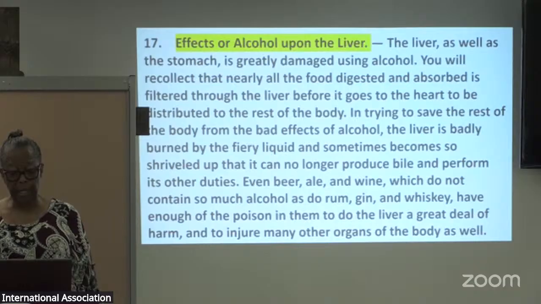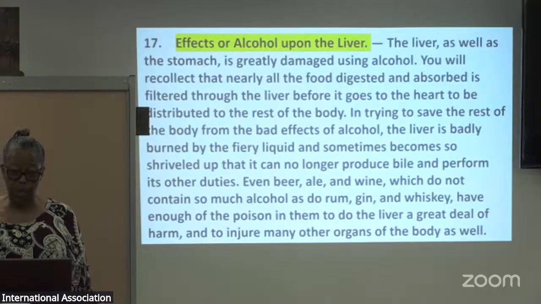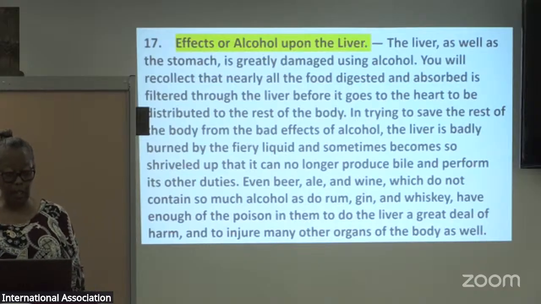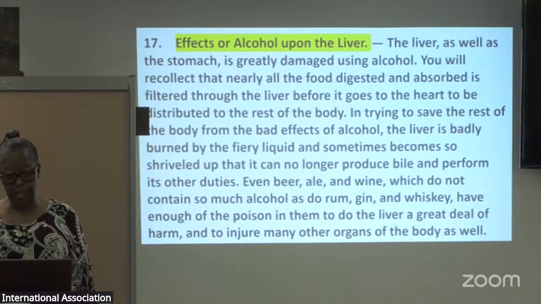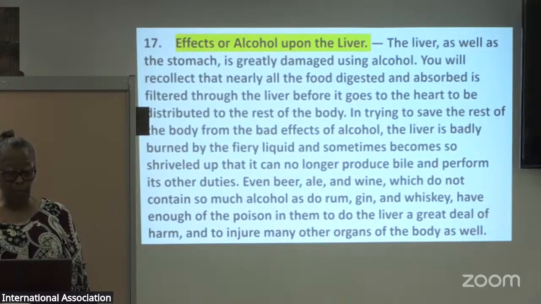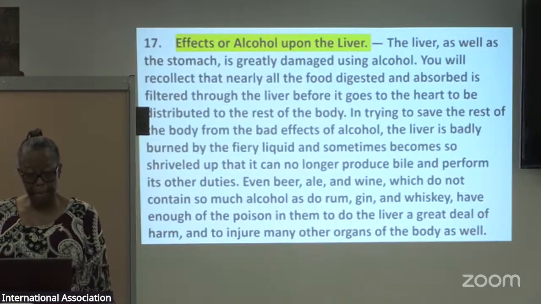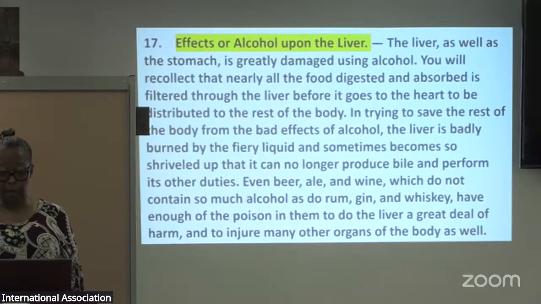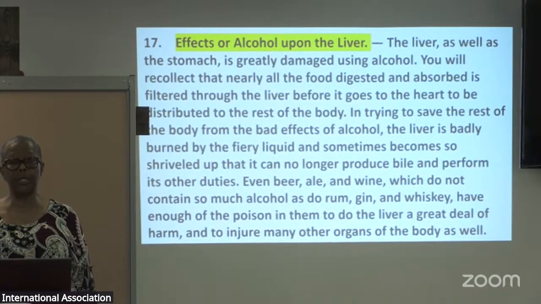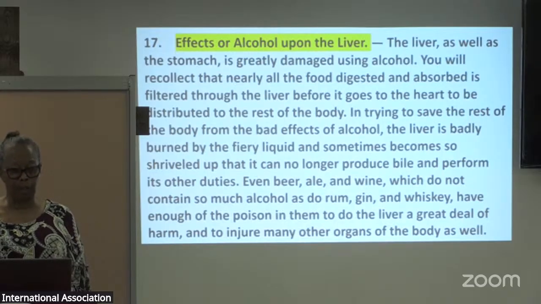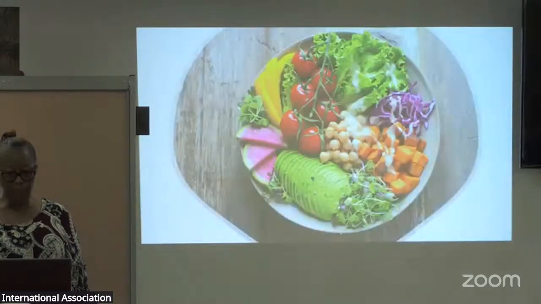Even beer, ale, and wine, which do not contain so much alcohol as do rum, gin, and whiskey, have enough of the poison in them to do the liver a great deal of harm and injury, and to injure many other parts of our body as well. And you can see some people who do a lot of drinking have cirrhosis of the liver from drinking too much alcohol.